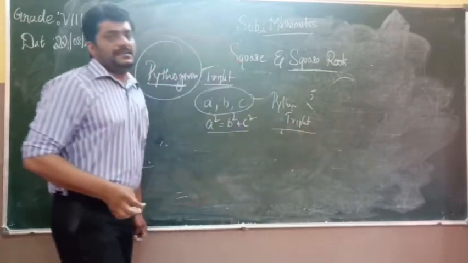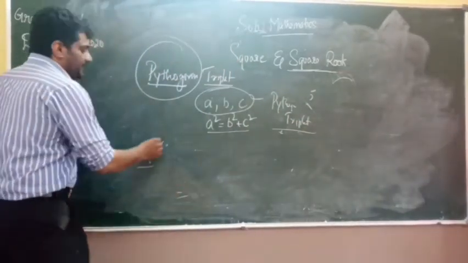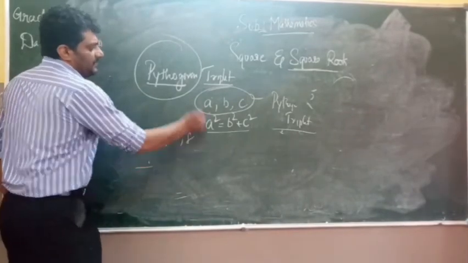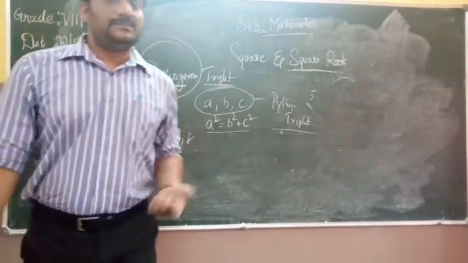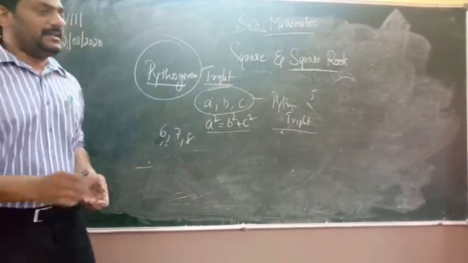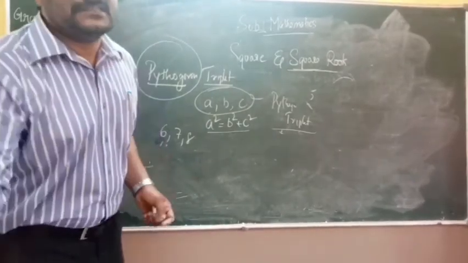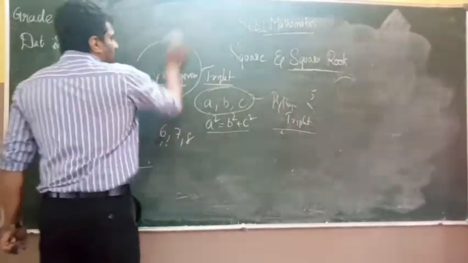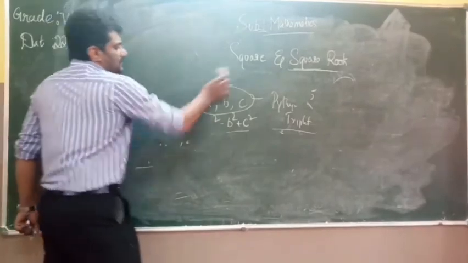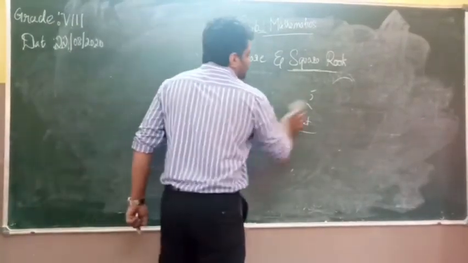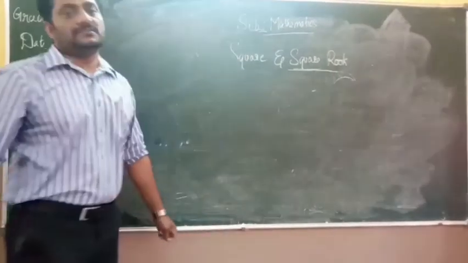Now, I cannot take numbers randomly. For example, if I take 6, 7, 8, is this a Pythagorean triplet? No, not possible. Again, to take those numbers, there is a method, and there are only a few distinctive numbers which hold good for a Pythagorean triplet.